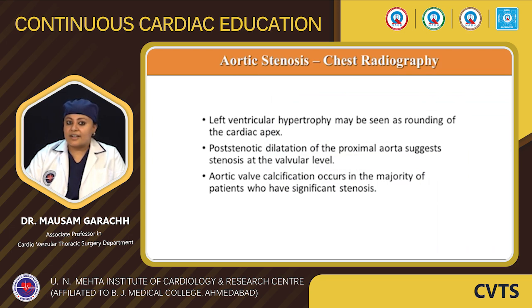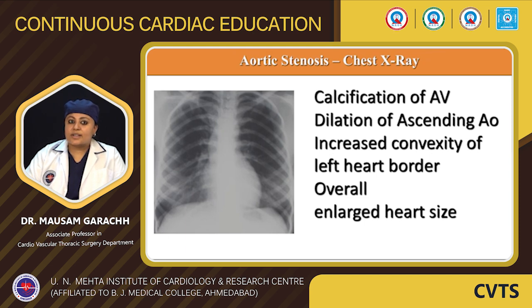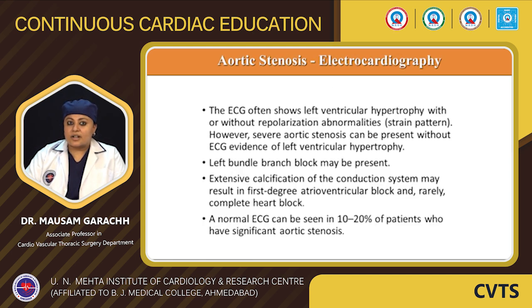Now, aortic stenosis and the X-ray. What we find is that left ventricular hypertrophy may be seen as a rounding of the cardiac apex. The post-stenotic dilatation of the proximal aorta suggests stenosis at the valvular level. Aortic valve calcification occurs in the majority of patients who have significant stenosis. Here is an X-ray showing the calcification of the aortic valve. There is a dilated aortic arch and an increased convexity of the left heart border with an overall enlarged heart size.